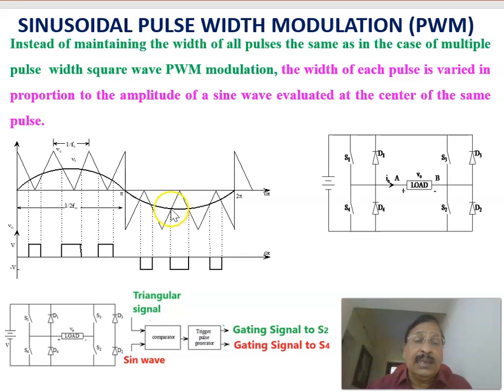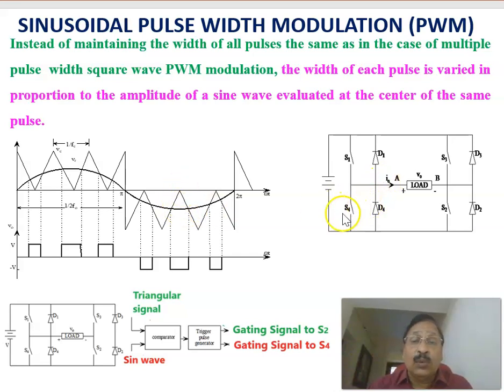Again, during this period, since the modulating voltage magnitude is less than the carrier voltage, this switch is open. Therefore, you will be getting a zero voltage. Again, during this period, the modulating signal voltage is more than the carrier voltage.